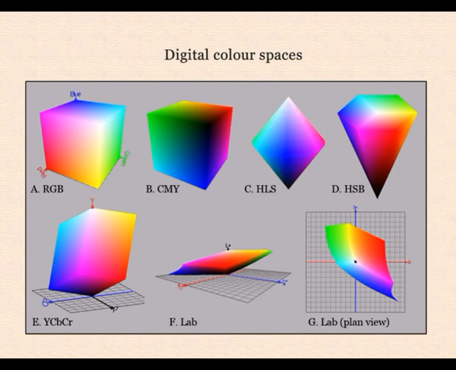YCbCr, which is used in JPEG compression and is a space for some operations in Photoshop. And Lab, a version of CIE LAB space known as Lab space, used as a means for designating colours in the colour picker and as a working colour space in Photoshop.